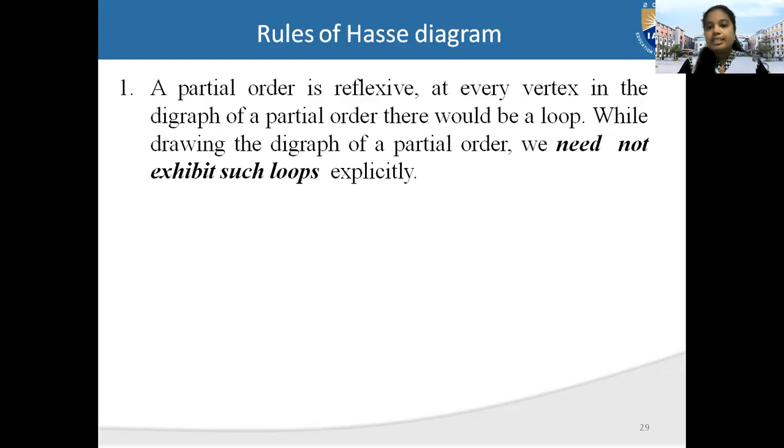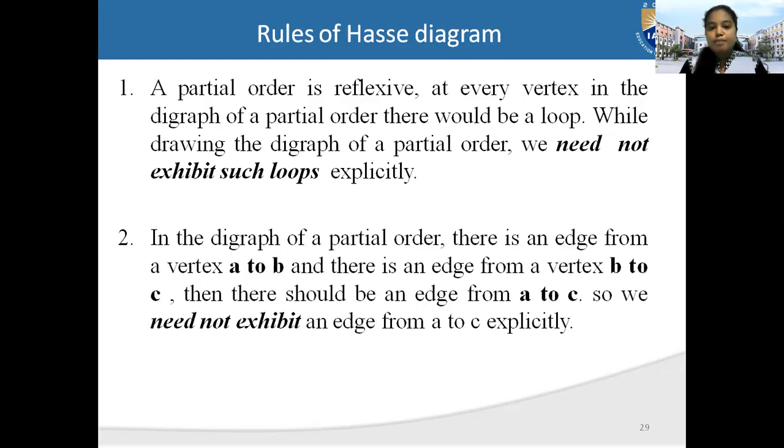What is the second rule? In the diagram of a partial order, if there is an edge from A to B and from B to C, that is the transitive relation. Then there must be a relation between A and C. Here we need not exhibit the relation A to C explicitly, because once you draw the relations A to B and B to C, it automatically says A to C is a relation, because of the transitive relation present in the poset.